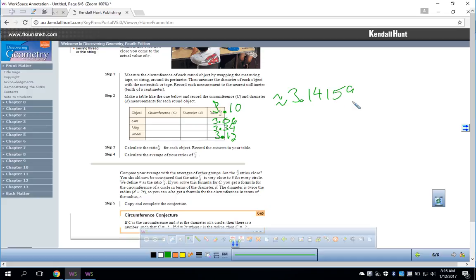3.14159. Keep going. And some of you, I know Mr. Lemke made you memorize digits of pi. But anyway, this number is equal to pi, right? Pi is an irrational number. What does irrational mean? It doesn't stop, it goes on forever.